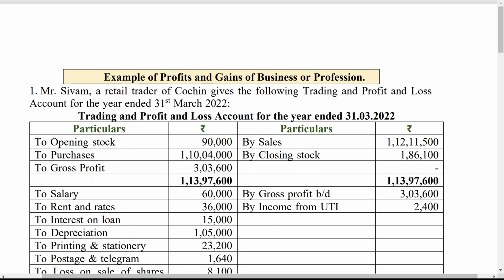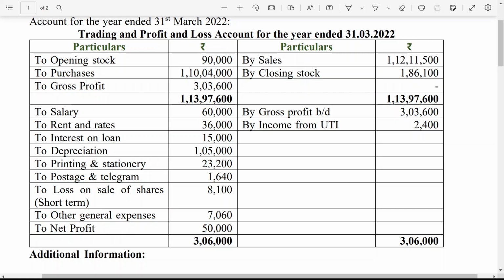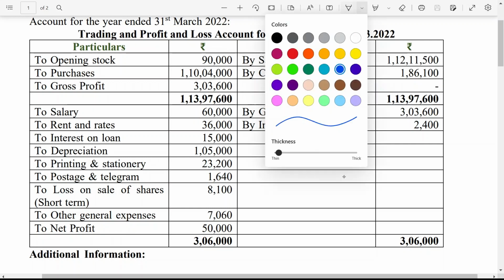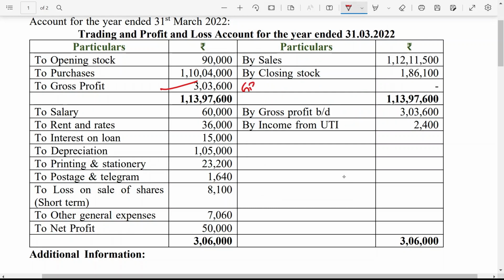Sivam, a retail trader of Cochin, gives the following trading and profit and loss account for the year ended 31st March 2022. These are the different items given: to opening stock, to purchase, by sales, and you will get gross profit. This is the amount of gross profit given here. Gross profit to salary, to rent and taxes, interest on loan, depreciation, printing and stationery, postage and telegram. These are the different expenses. Loss on sale of shares, short term, and other general expenses.